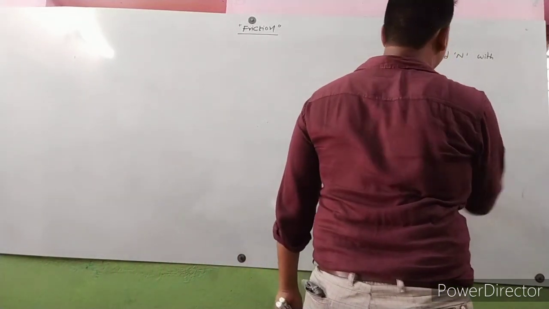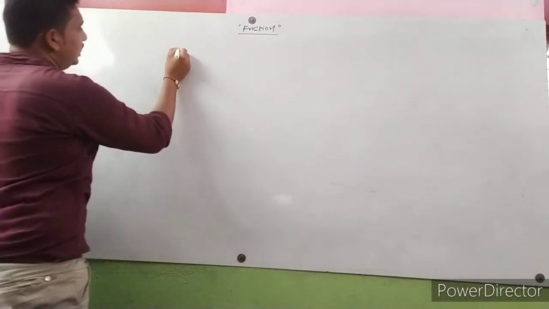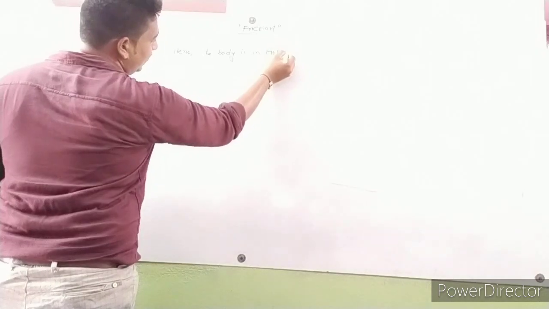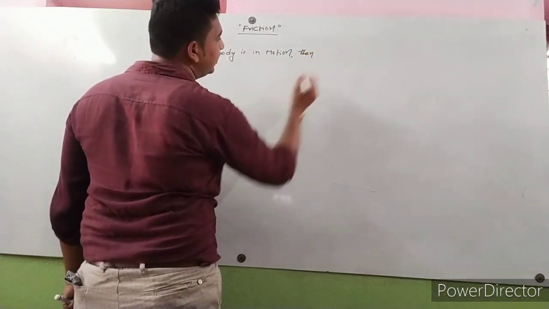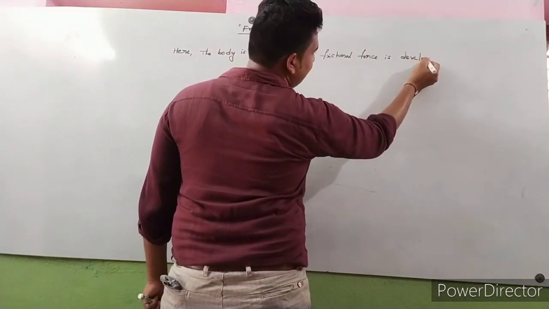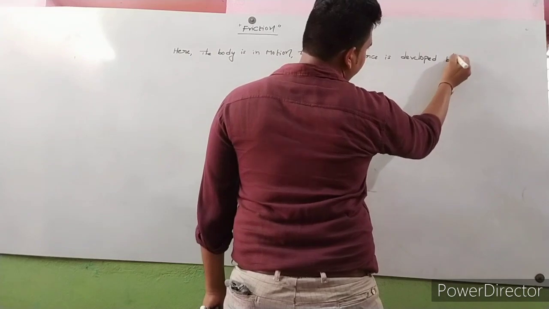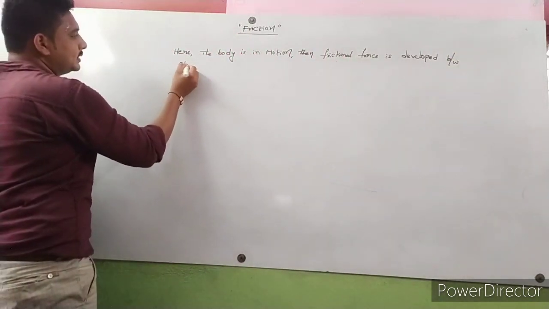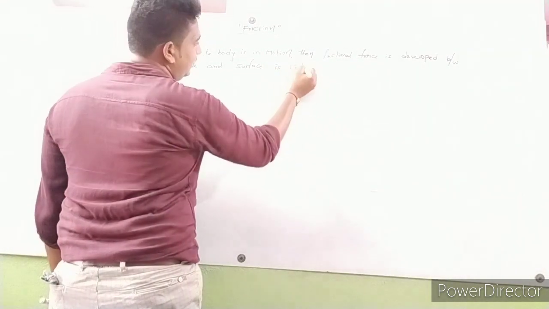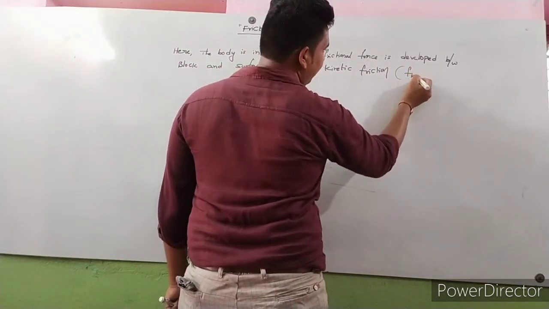If I consider here the body is in motion, then frictional force is developed between the block and the surface. That is called kinetic friction F.